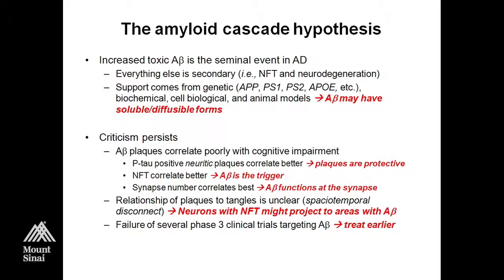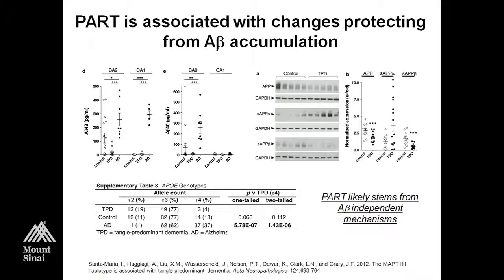And there was also a lot of anxiety when I started because there were several large phase 3 clinical trials targeting amyloid that had failed. There were possible ideas about why this might be the case, but we wanted to look at the tissue. So the first thing I did was, with my postdoc Ismael Santa Maria, we got as many cases as we could find and started doing biochemical measurements of the amyloid.